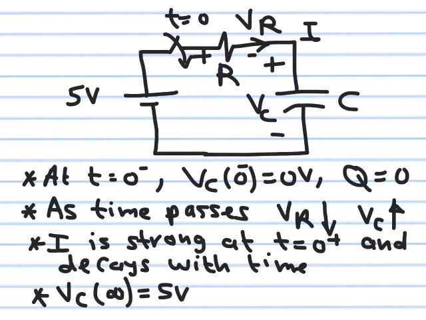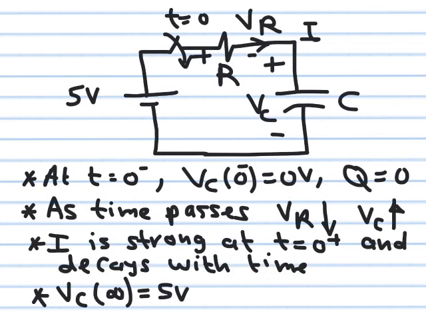When you close the switch, you have here a voltage of 5 volts. If you apply KVL, you'll see that this 5 volts is equal to VR plus VC. And once you close this switch, the capacitor voltage will have to change in a continuous way. It was zero just before you closed the switch. It will stay zero at zero minus, so immediately after you close the switch. This is one of the properties of a capacitor voltage.